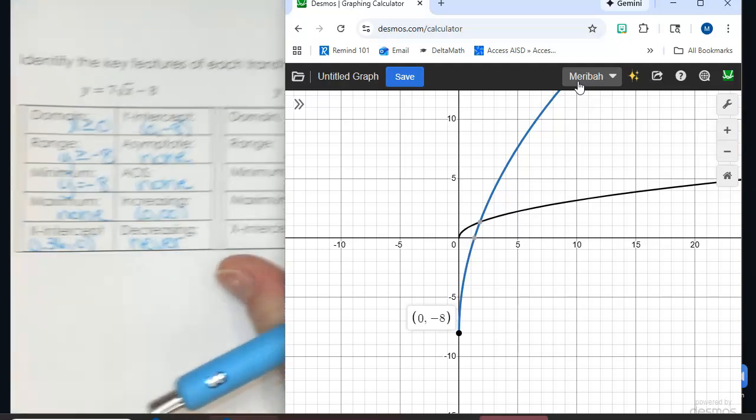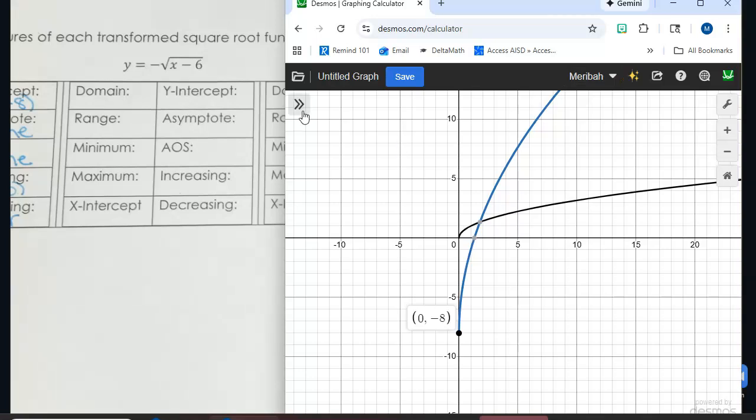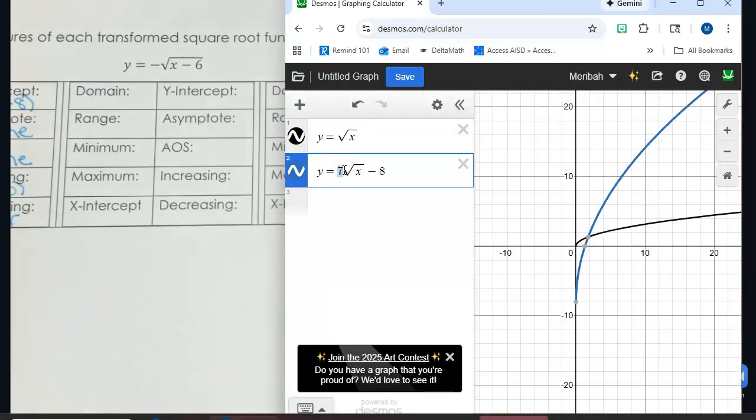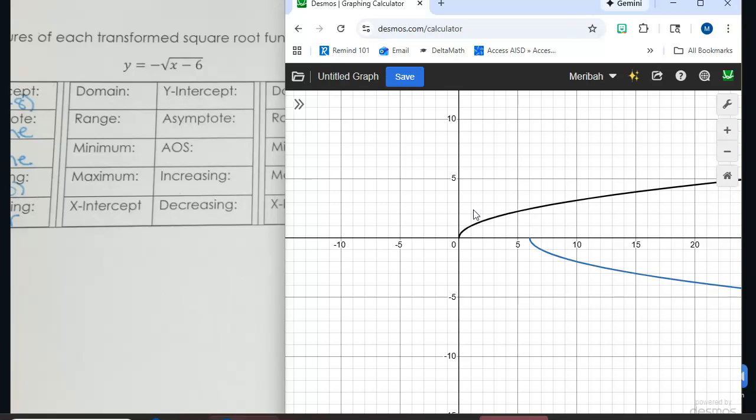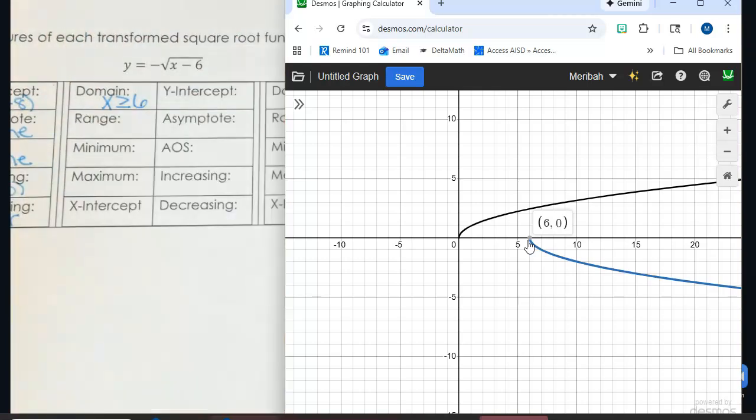Okay, I'm going to move on to the next one and change that blue graph to reflect our new one, negative square root of x minus 6. Okay, so this one looks a little bit different now. Our x values have shifted. They now start at 6 and go to positive infinity. So x is now greater than or equal to 6.